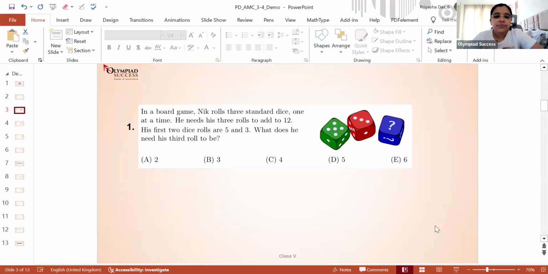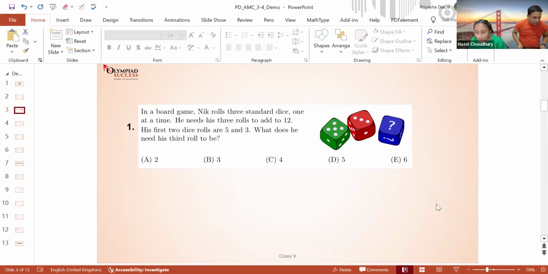Let's read the question. In a board game, Nick rolls 3 standard dice, one at a time. He needs his 3 rolls to add to 12. His first 2 dice rolled are 5 and 3. What does he need his third roll to be? So, how should we approach this? What should we do in this?